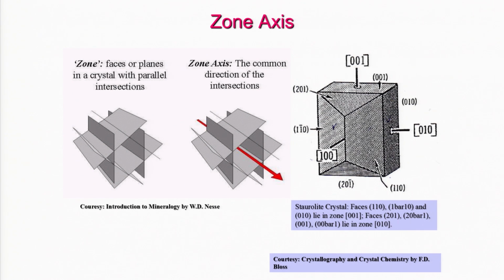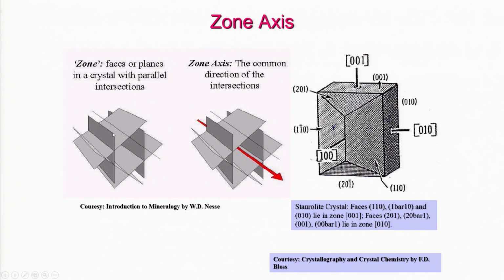Now, let us come to the concept of zone axis. We now have an idea how to give a name to a particular direction, so we can give a symbol to the zone axis. But before that, let us understand what is meant by a crystallographic zone or crystal zone. A zone represents faces or planes in a crystal, and these faces have parallel intersections. So, let us see this particular thing here.